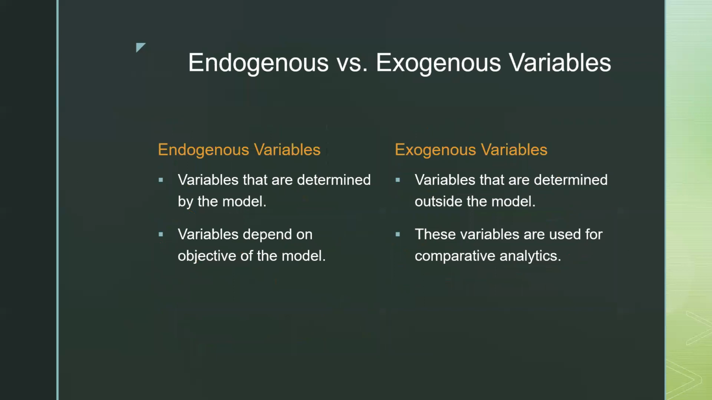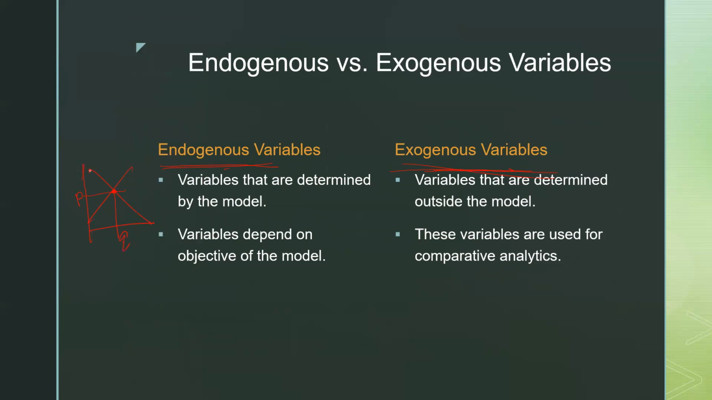In economics, in the modeling, there are also two types of variables that we encounter. First is the endogenous variable, another is the exogenous variable. So what is an endogenous variable? Endogenous variables are those variables which are determined by the model. For example, in demand and supply, this is the equilibrium quantity, this is the equilibrium price. So price and quantity are endogenous variables.